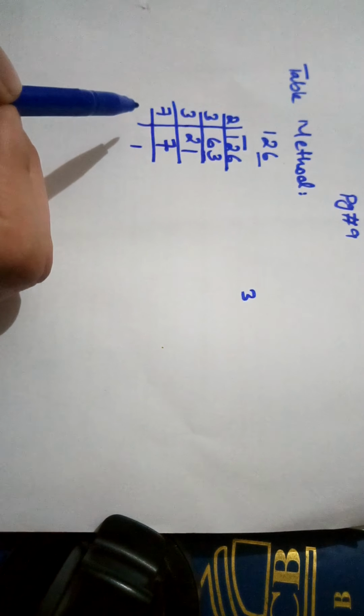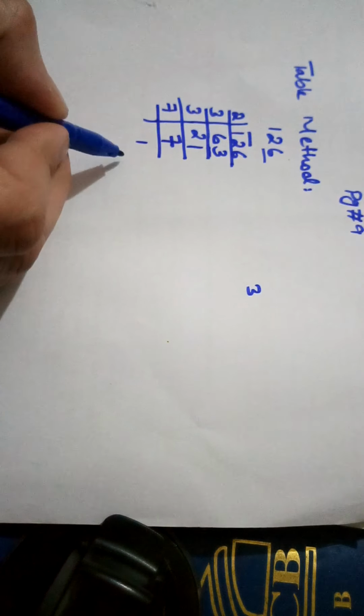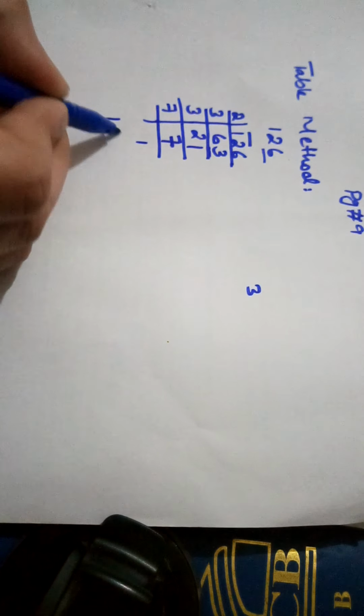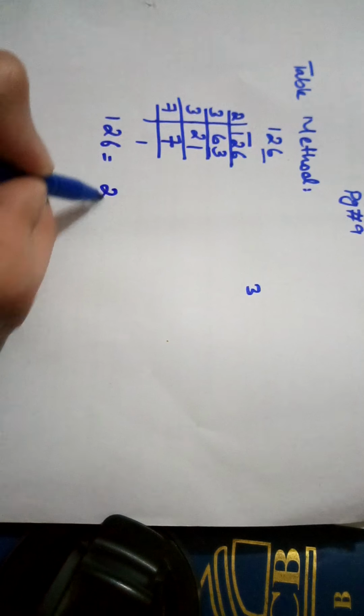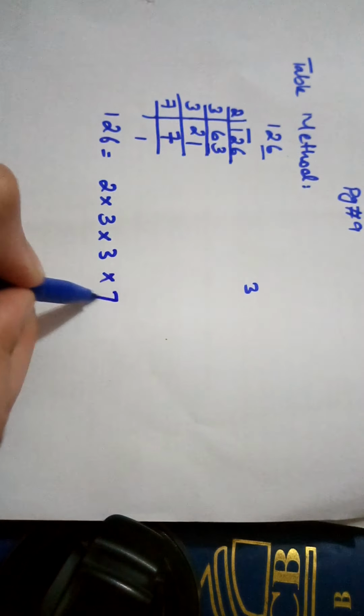Now what do we need to do? Write this answer, leaving it in index notation. So we have the factors of 126. 126 is equal to 2 multiplied by 3 multiplied by 3 multiplied by 7.